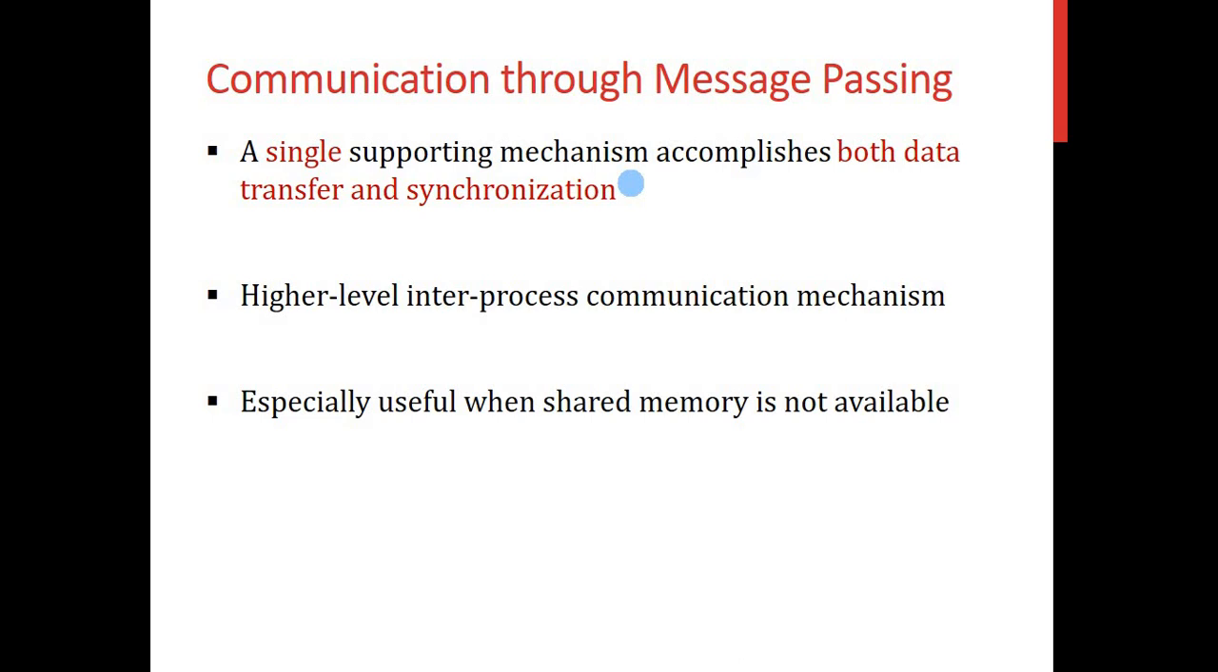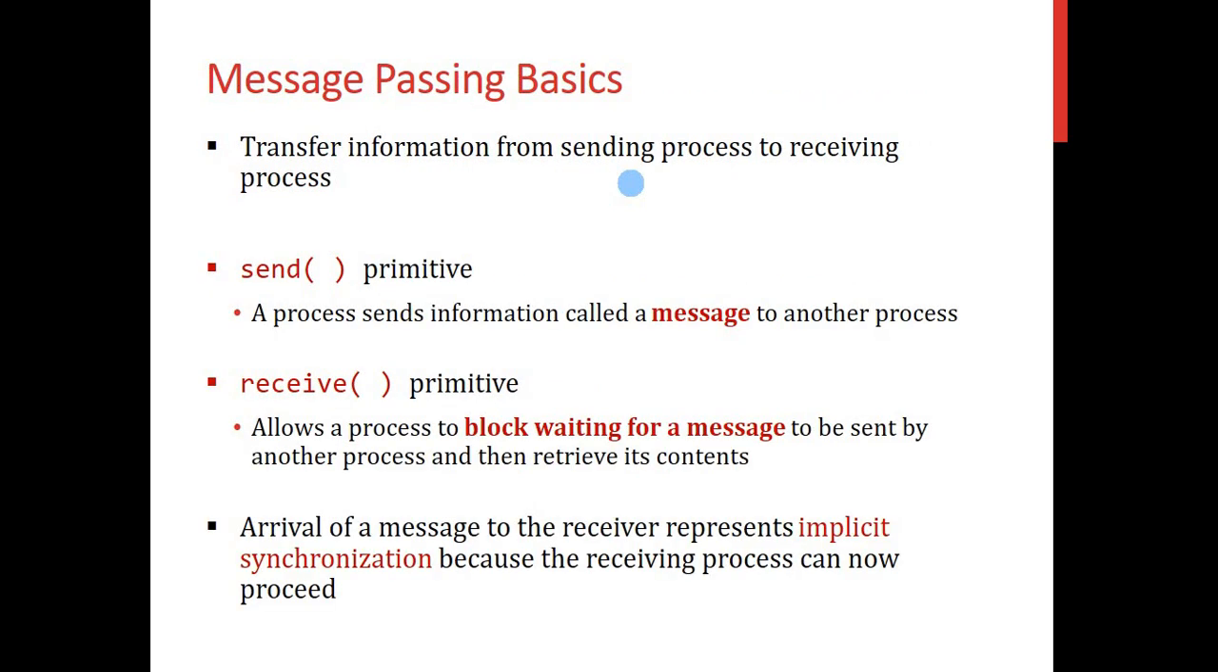Another common way of communicating between tasks is through what we call message passing. This is a mechanism built into the OS itself, so it is a high level interprocess communication, and all OSs support some form of message passing technique. Basically, you have two primitives: one is send, one is receive. Send allows you to send a message to another process, while receive allows a process to block waiting for a message.